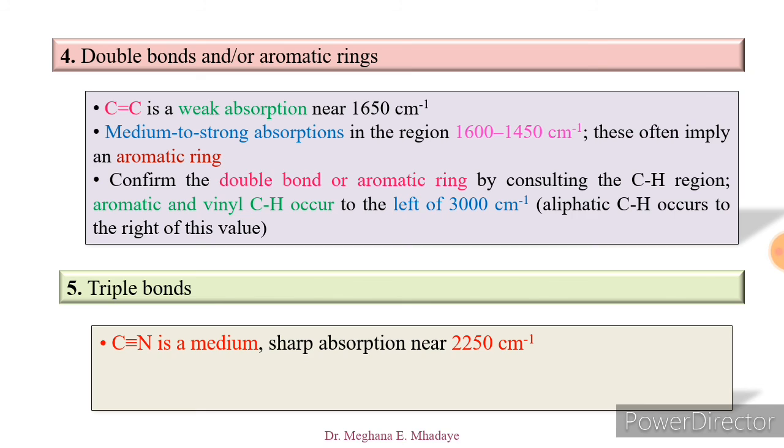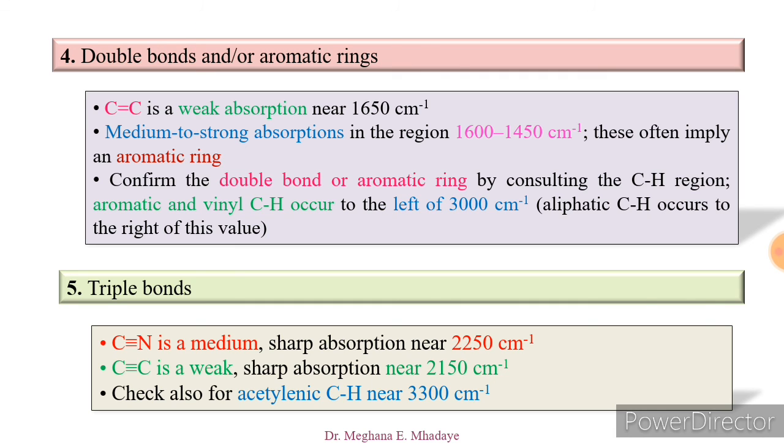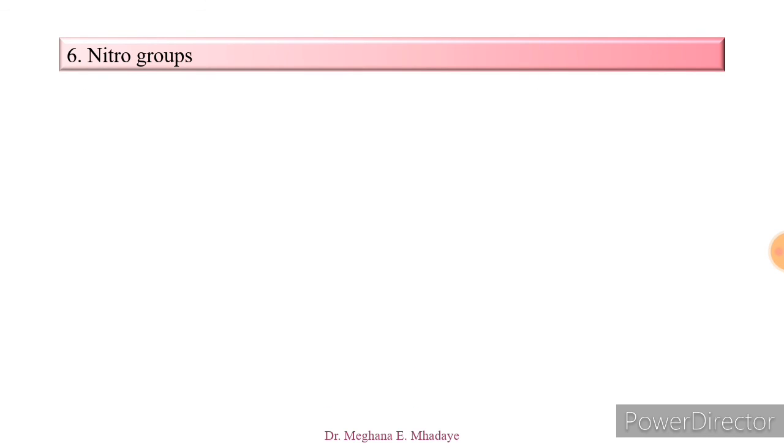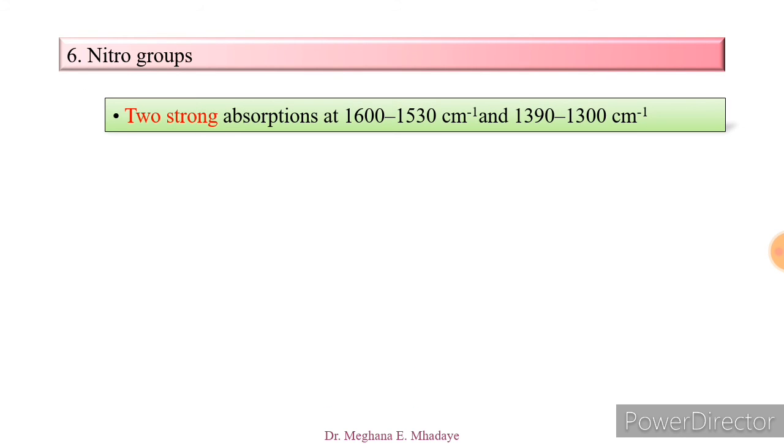Fifth one, triple bonds. Carbon triple bond nitrogen is a medium, sharp absorption near 2250 cm inverse. Carbon triple bond carbon is a weak, sharp absorption near 2150 cm inverse. Check also for acetylenic CH near 3300 cm inverse. Sixth one, nitro groups. Two strong absorptions at 1600 to 1530 cm inverse and 1390 to 1300 cm inverse.